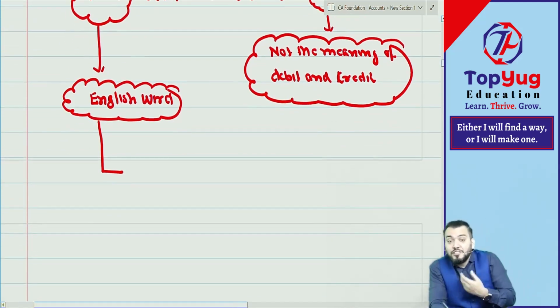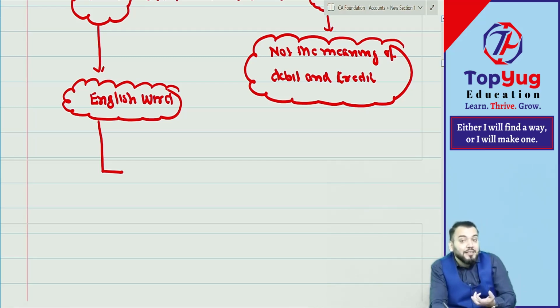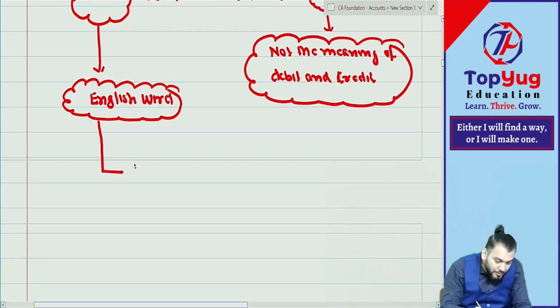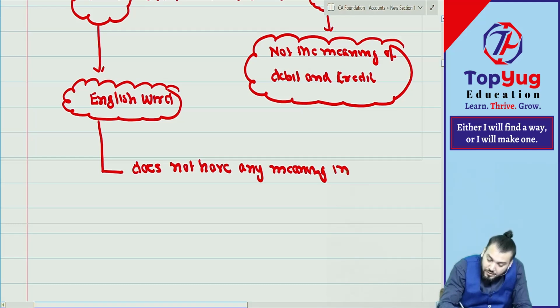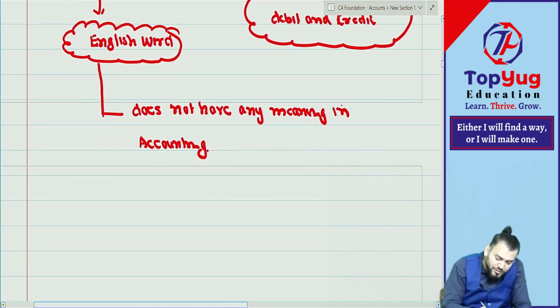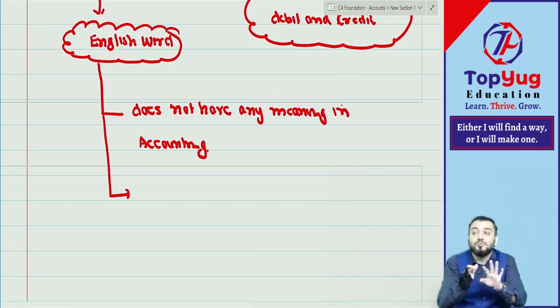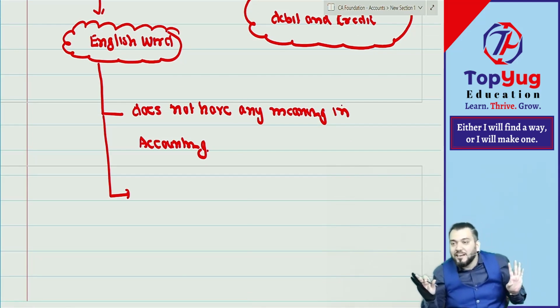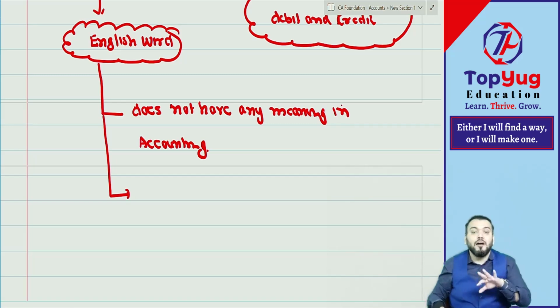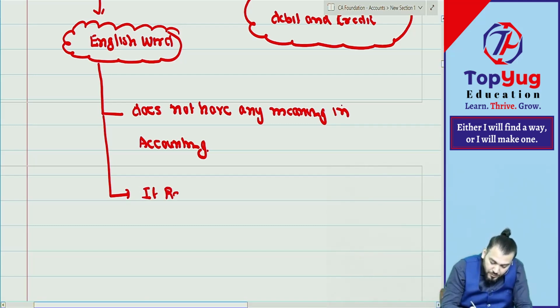Why am I explaining this? Because this type of questions will come in your mind. It does not have any meaning. Write down: does not have any meaning in accounting. Got it? So from the accounting point of view, it represents two sides of an account. If you ask me from the accounting point of view, we'll say it represents two sides of an account.